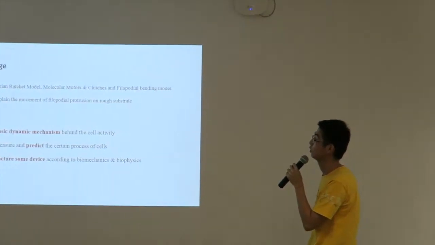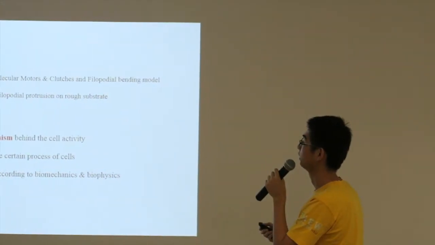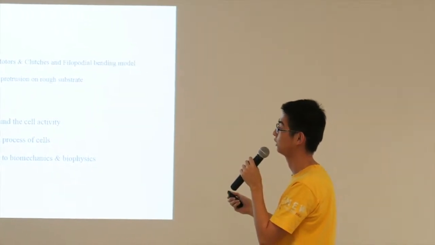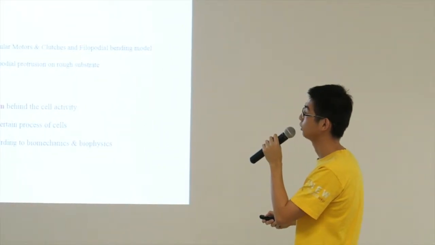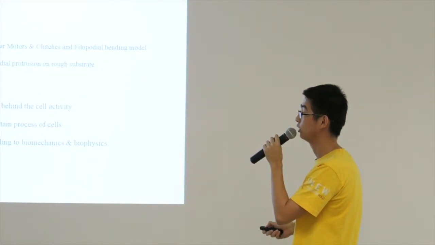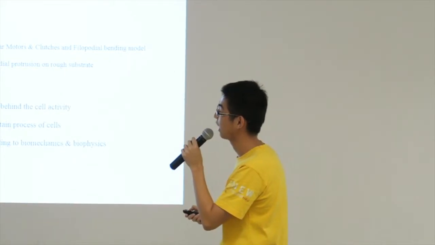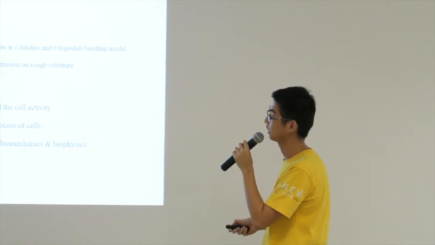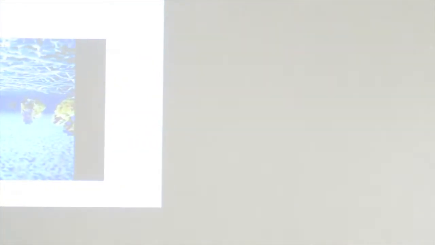The final part is the summary. I have introduced these three models, and I also restored the shape and explained the movement of filopodia protrusion on rough surfaces. This is my project. The reason this new perspective is important is, first, it can help us explore the intrinsic and dynamic mechanism behind this cell activity. Secondly, we can quantitatively measure and predict the thinking process of cells. Thirdly, it can inspire us to manufacture devices according to these models. And finally, there's also an interesting video here.